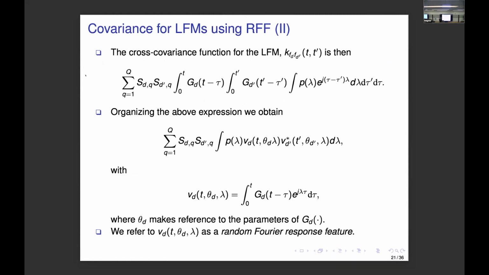And we just call that the random Fourier response feature. So now you have a covariance function with a new type of features, and those features are basically transformations through dynamical systems of the original features that you use to construct the latent GP. And then to solve this integration, we do the same as the original authors of the random Fourier feature paper did, which is just sampling from this integral to approximate the covariance function.